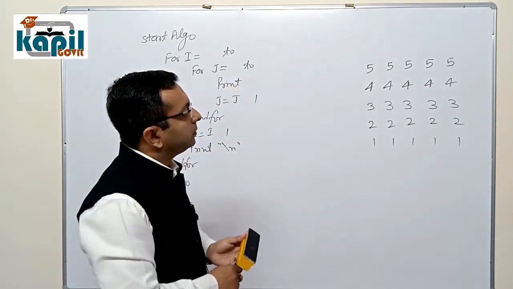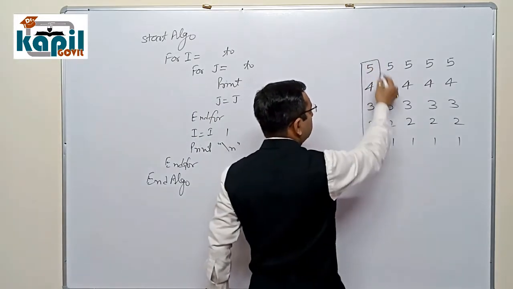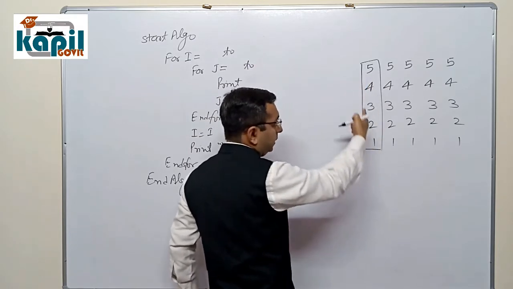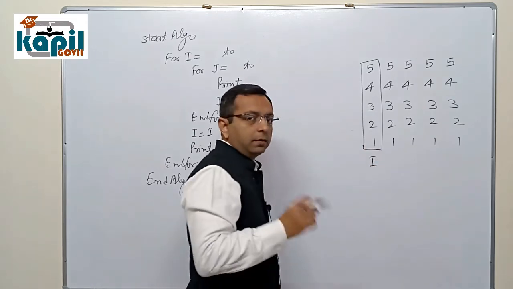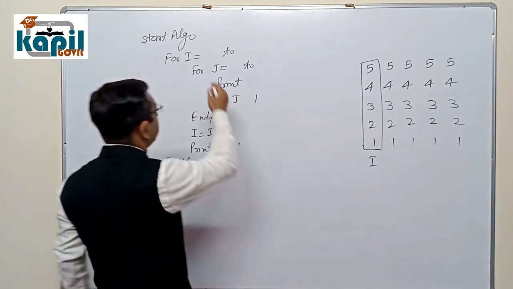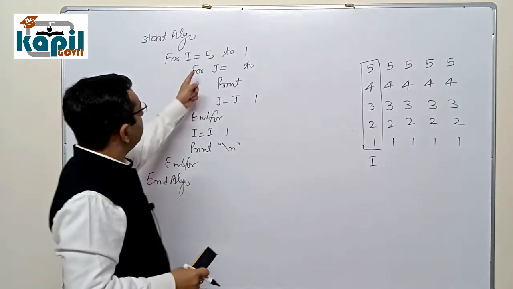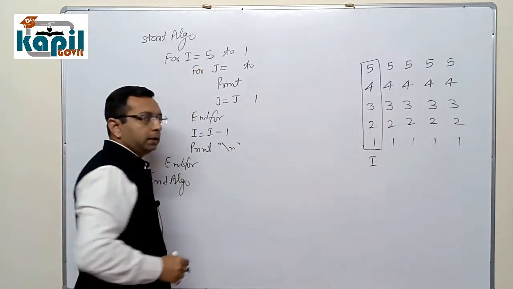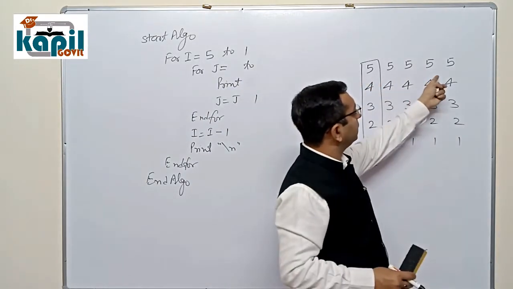So here, from top to bottom, we can see that one number is either increasing or decreasing. We can see that this number is decreasing from 5 to 1. So we will count it as I. It means the value of I is 5 to 1, so we will write 5 to 1. Because I is decreasing from 5 to 1, it means we have to write decrement, which means the minus sign.